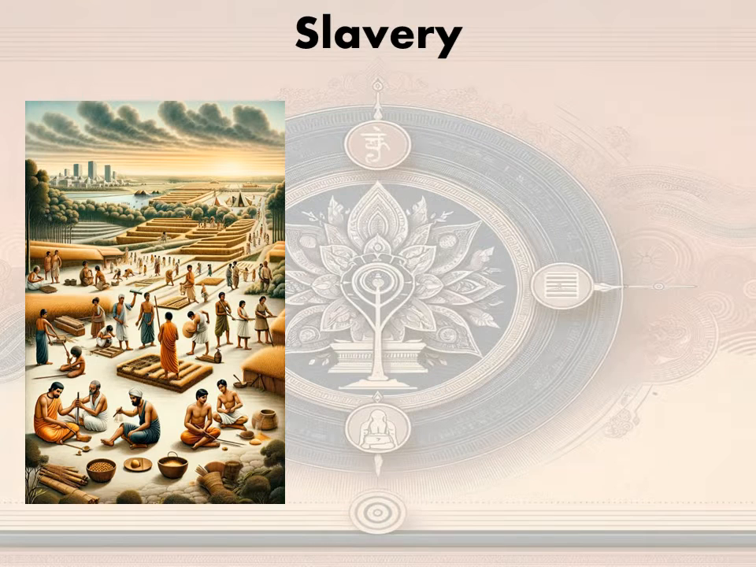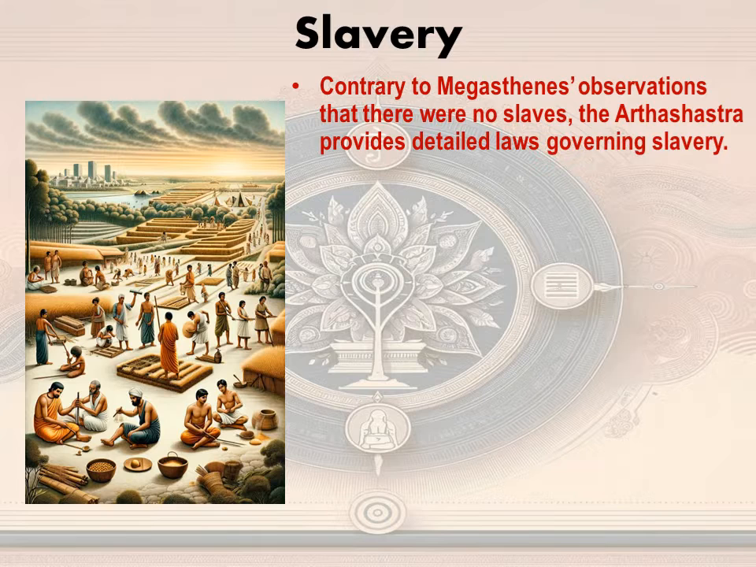Slavery. Was there any slavery in the Mauryan times? It is a matter of debate. However, from the sources, we come to know about a few things. Contrary to Megasthenes' observations that there were no slaves, the Arthashastra provides detailed laws governing slavery.